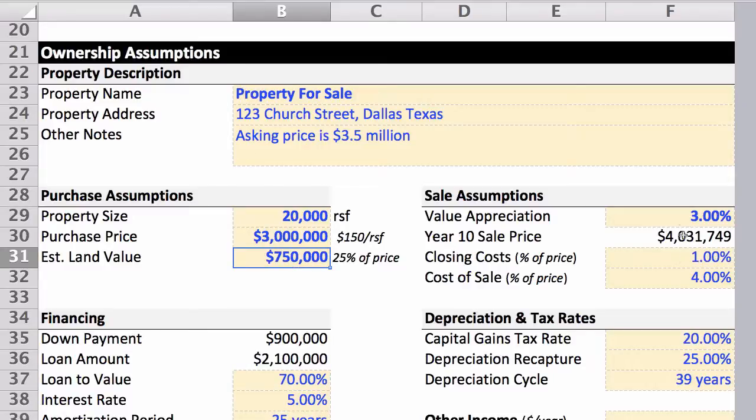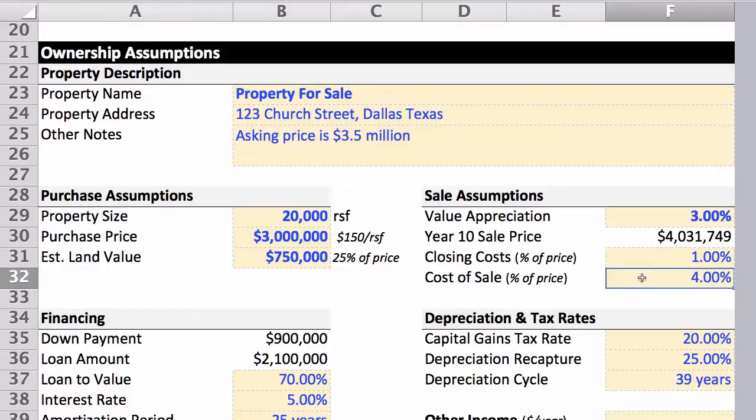So in this instance, we've multiplied the purchase price by 25% here to get the $750,000. We're going to appreciate this purchase price by 3% annually, and in doing so, we estimate that the sale price in year 10 at the end of our hold period is going to be just over $4 million. We're going to have acquisition or closing costs of 1% of the purchase price, and then assume the cost of sale at disposition of 4%.